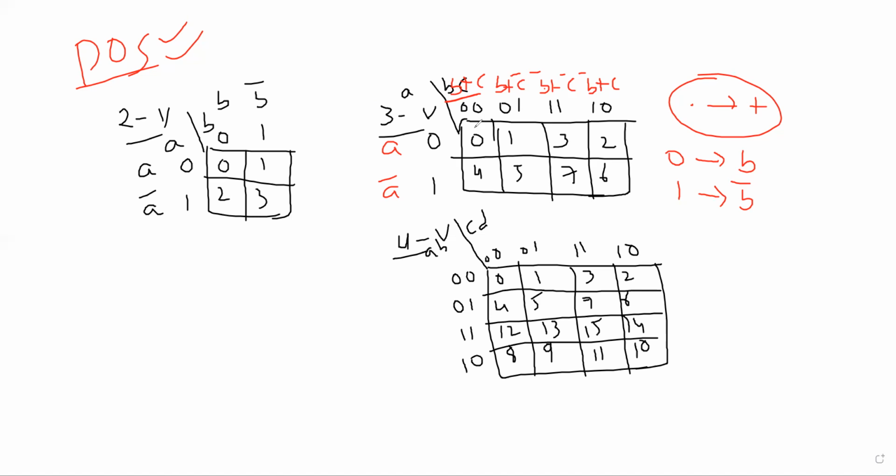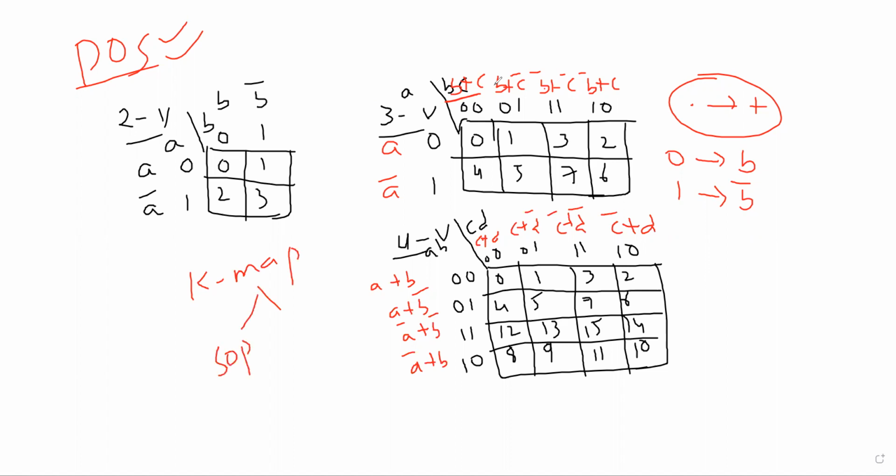But the notations are very important in product of sums. Okay, this will be A plus B, then A plus B bar, A bar plus B bar, A bar plus B. And here also C plus D, C plus D complement, C complement plus D complement, C complement plus D. In this manner, the K-map is represented for both SOP and also for POS.